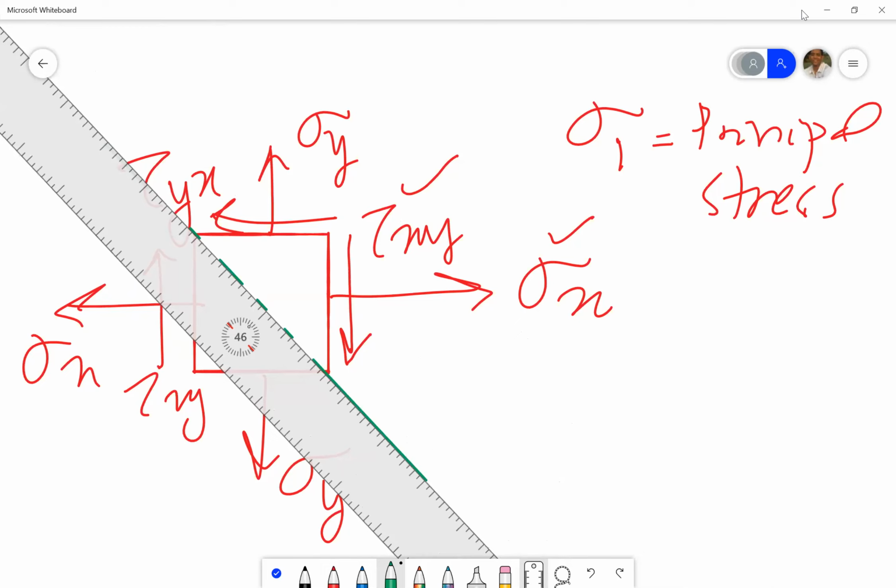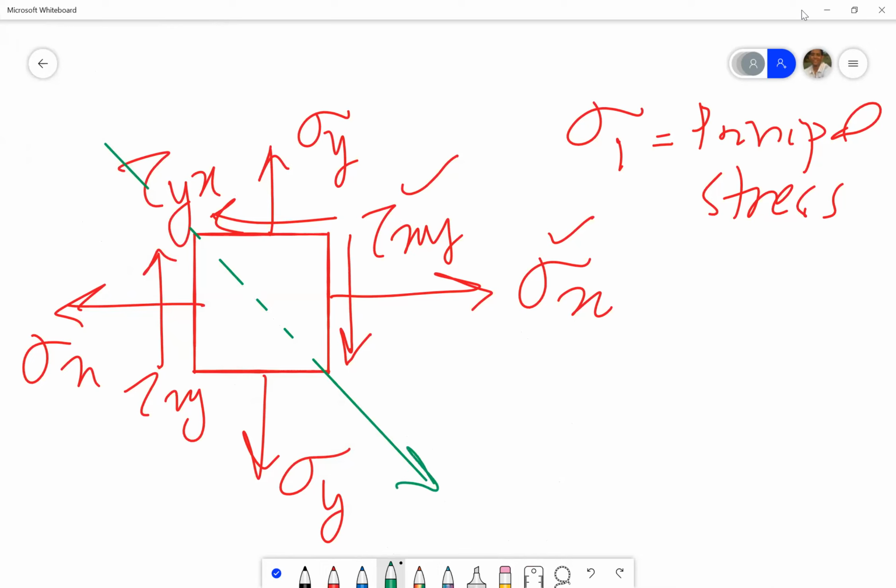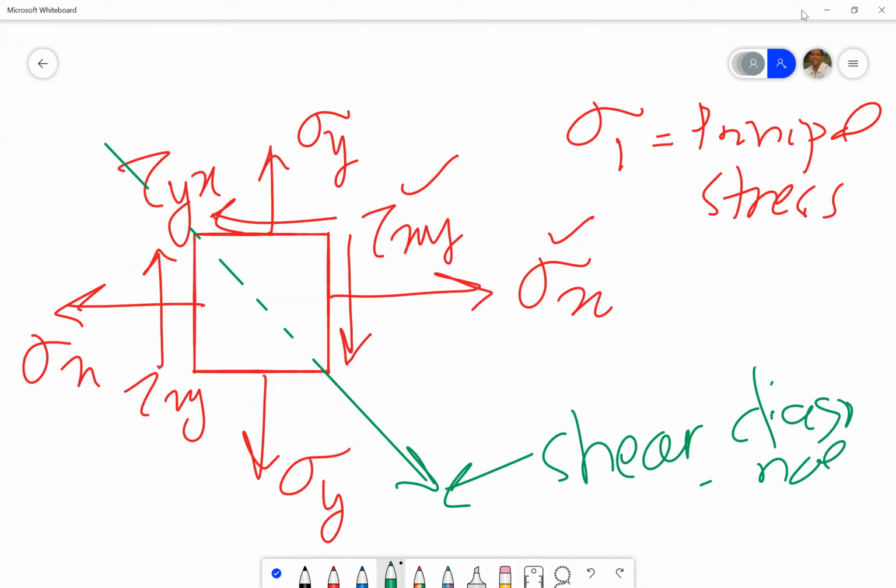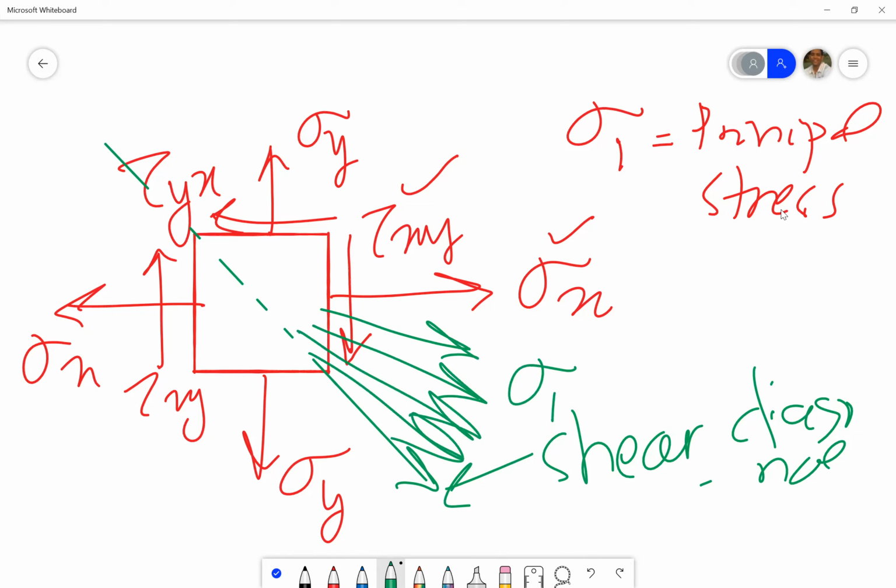See this. This is our shear direction. This is called the shear diagonal. When both the normal stress and the shear stress are present, the principal stress direction will be in between these directions. This is the direction of the principal stresses.